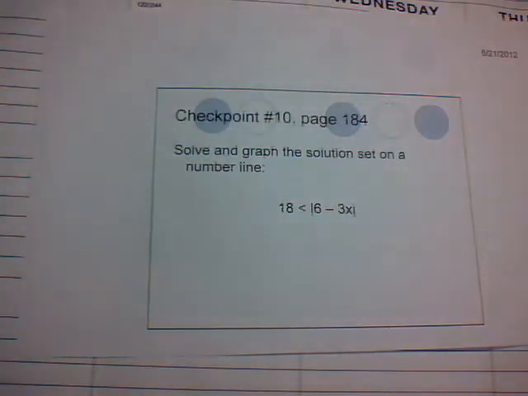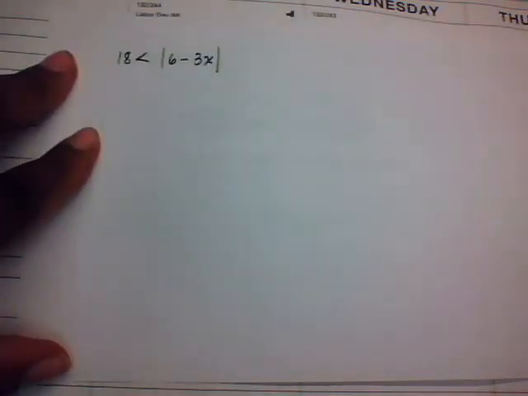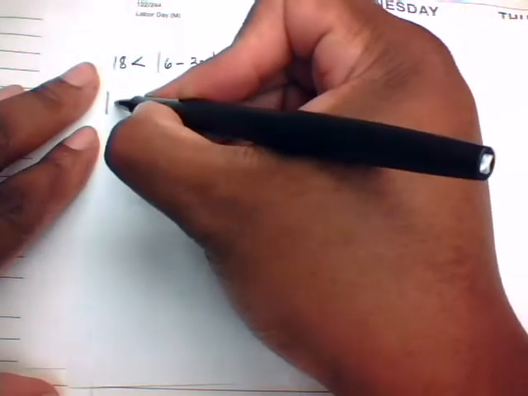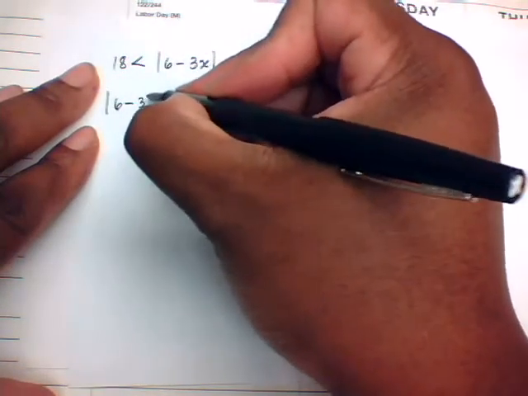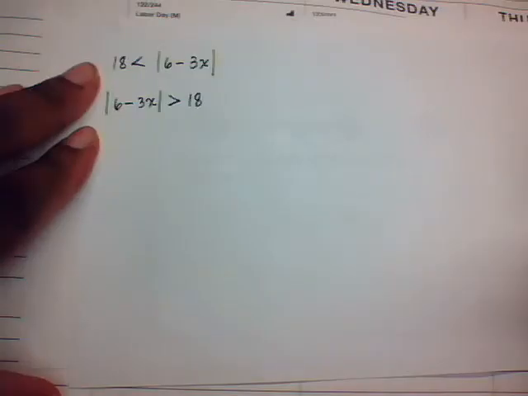This one. Let's say we have 18 is less than the absolute value of 6 minus 3x. Here we're going to solve this and graph the solution set on the number line. Okay, it would be much easier to have the absolute value on the left-hand side of this inequality. So when I change this around, this is what I'm going to have. Absolute value of 6 minus 3x is greater than 18.